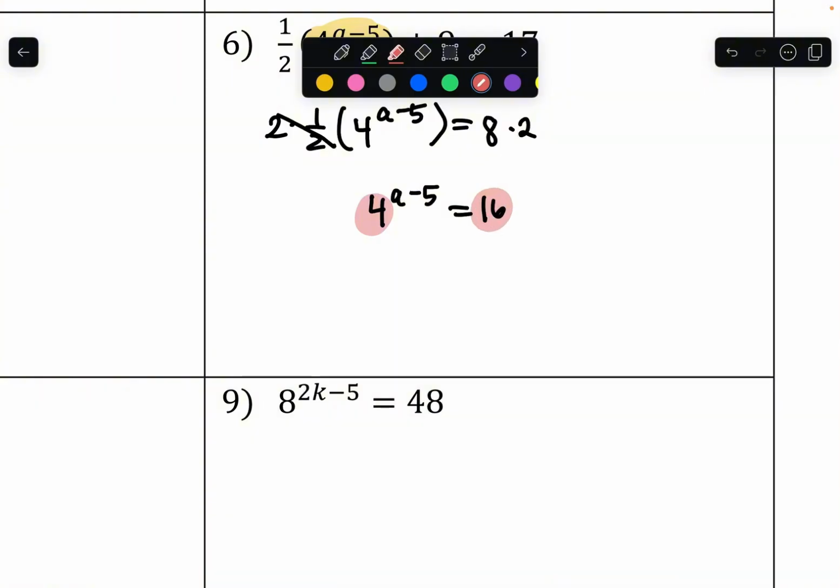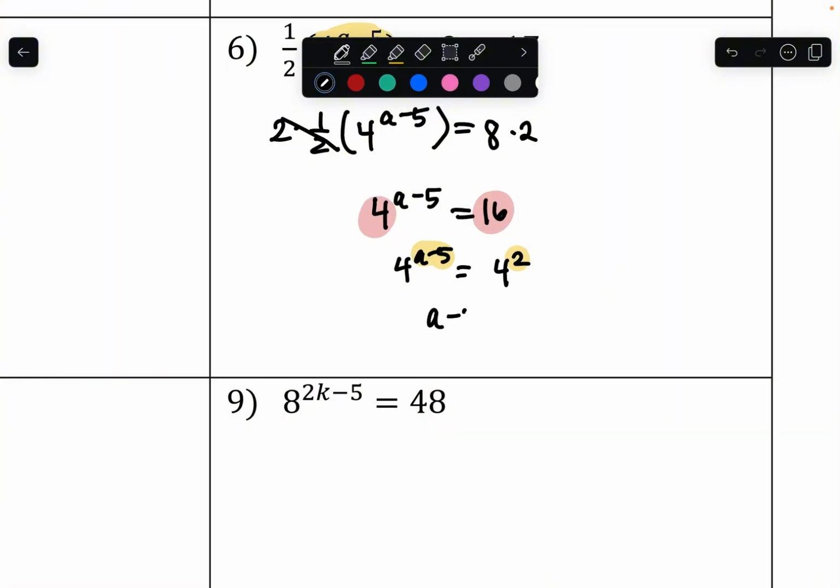And we can rewrite the 16 as 4 squared. And so now that my base is the same, I can set my exponents equal to each other. And then add 5. And so a equals 7.